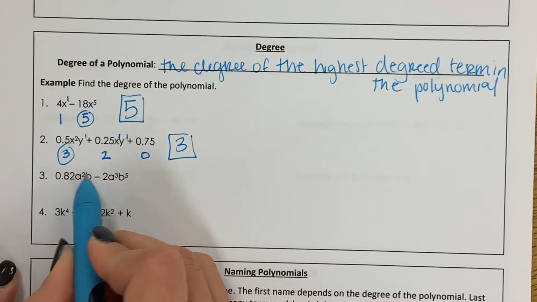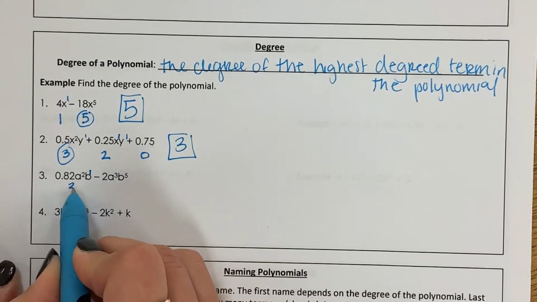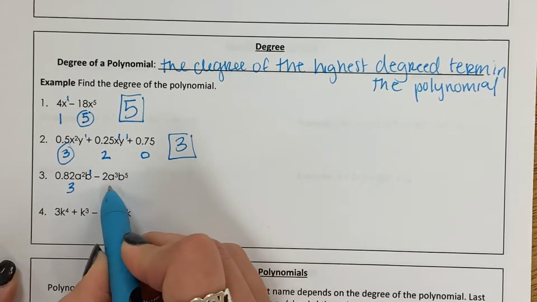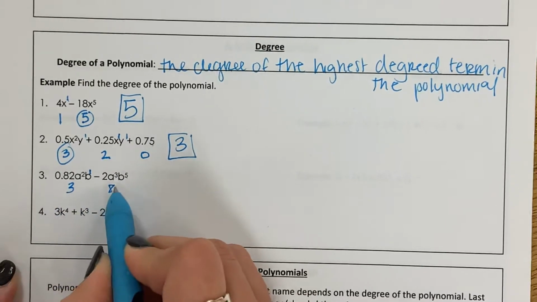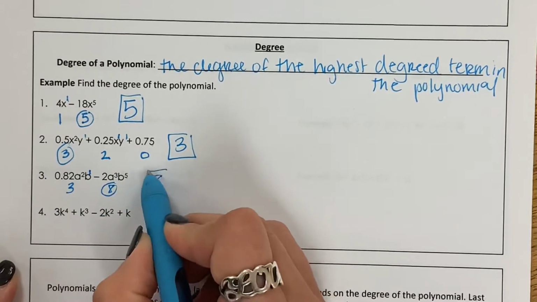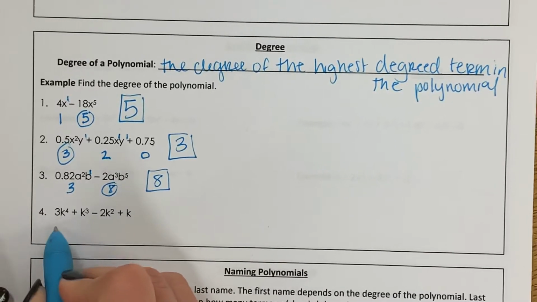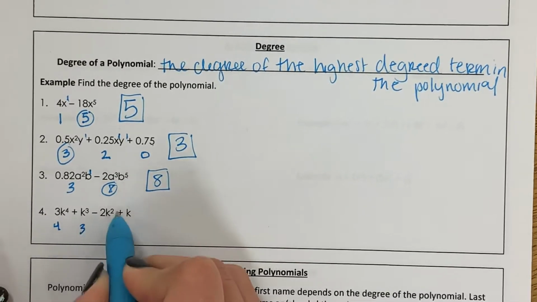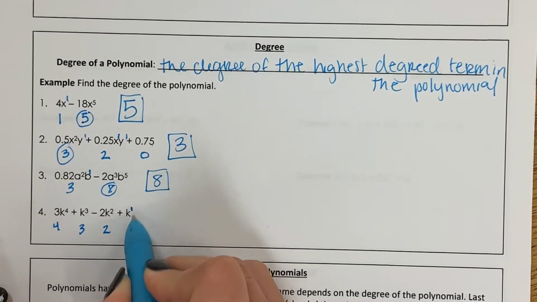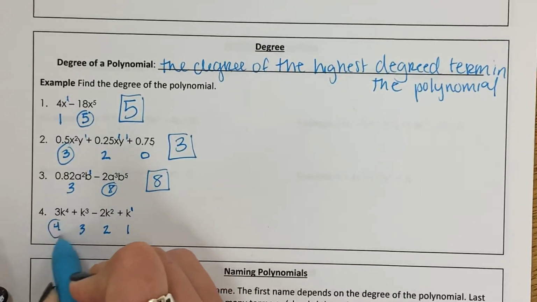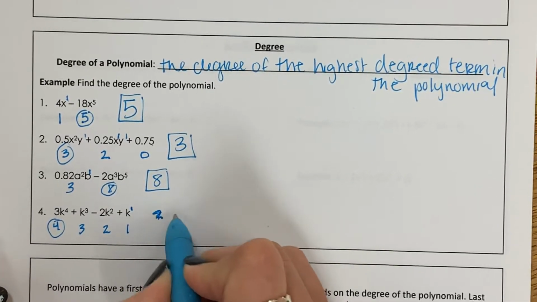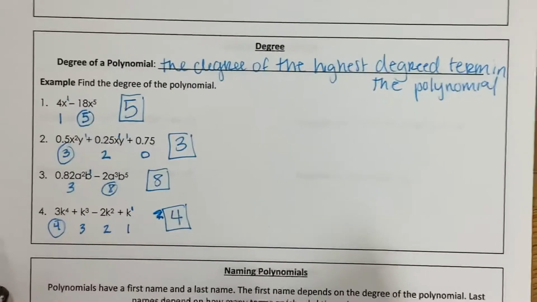This one we have two letters. We have a 2 and a 1, so our degree is 3. Here we have 3 and 5, our degree is 8. Which one is the highest? 8, so our degree is 8. On the last one, we have a degree of 4, a degree of 3, a degree of 2, and a degree of 1. Which one is the highest? 4. So our degree is 4 for the whole thing.